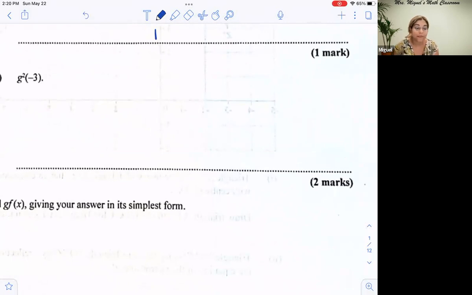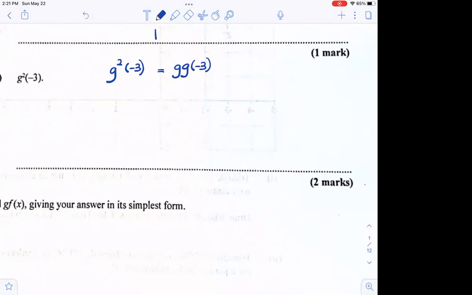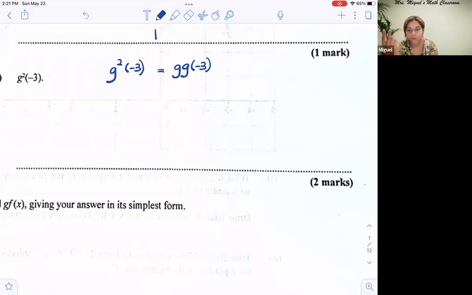So we're not going to omit it. We are going to give it a try. So g squared of -3, this is g of g of -3. G squared is g of g. So it is worth 2 marks, because guess what? You have to do 2 steps to get the answer, right? So remember, this is a composite function. It is made up of 2 functions. So the first thing we're going to do, we're going to work out the inner function.